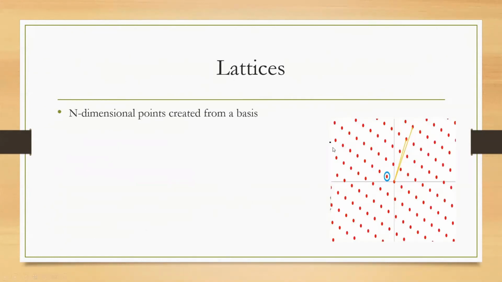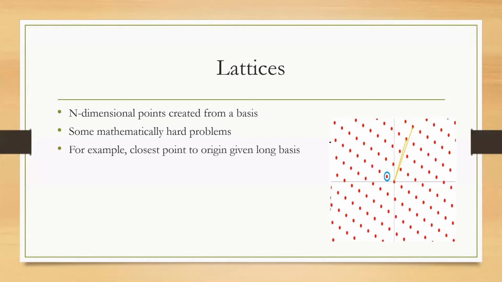A lattice is a grid of points, so they're evenly spaced in n dimensions. With a basis, you can create the whole lattice. This allows for some mathematically hard problems. An example is, if you're given a long basis, as in this diagram, can you find the closest point to the origin?